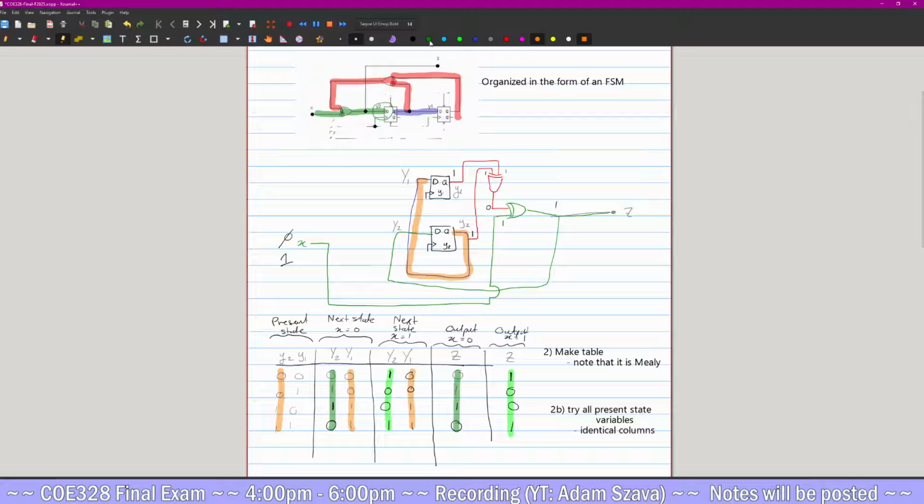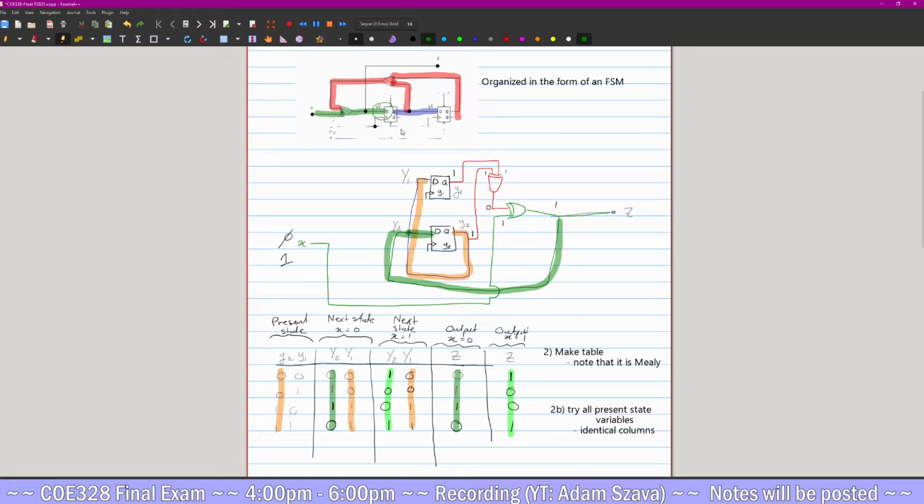And this, I'll do in green. This is what makes the green columns the same. It just depends on if X is 0 or 1. That's the only detail here. On the orange section, there's nothing to do with deciding if it's 0 or 1. Okay, there we go. Any questions?